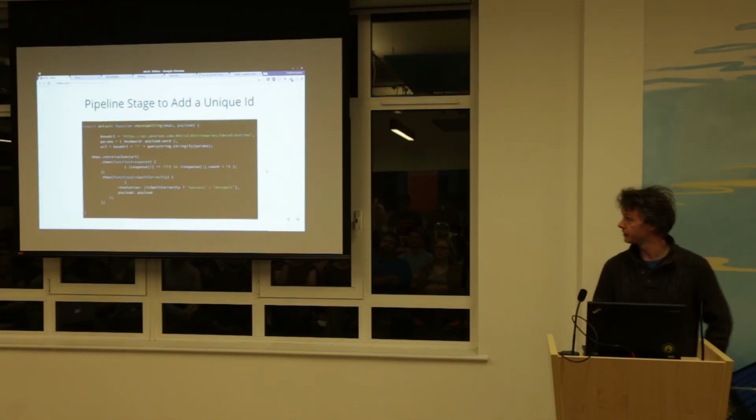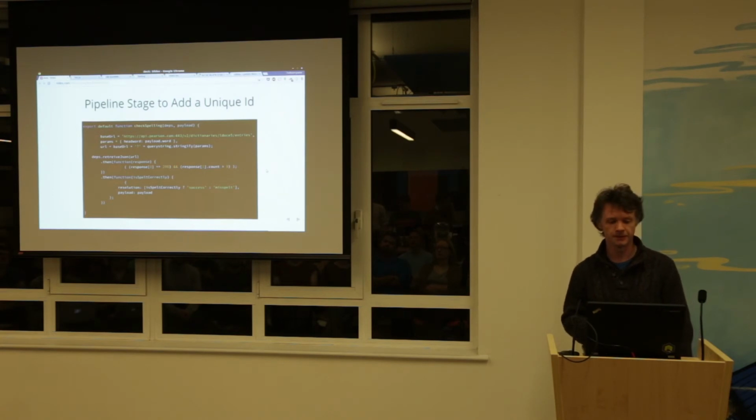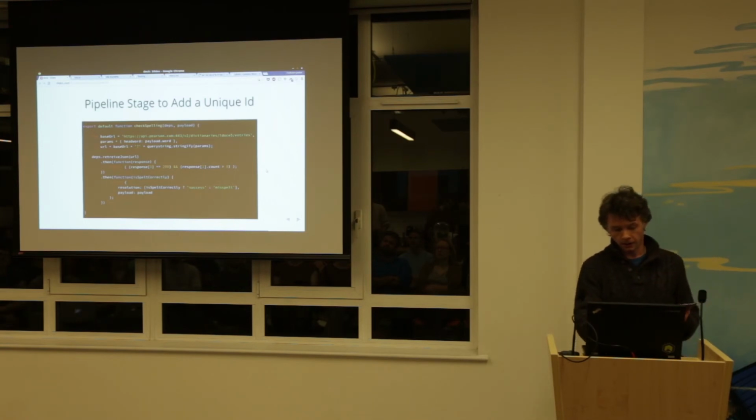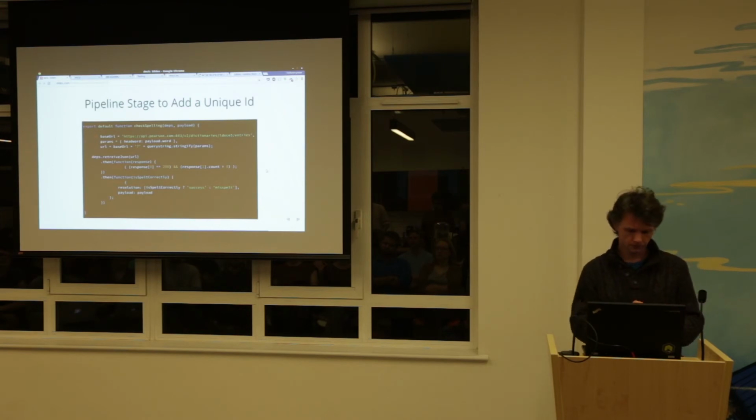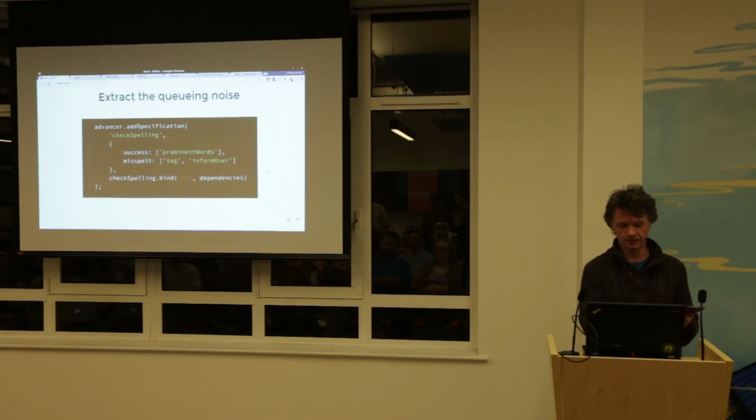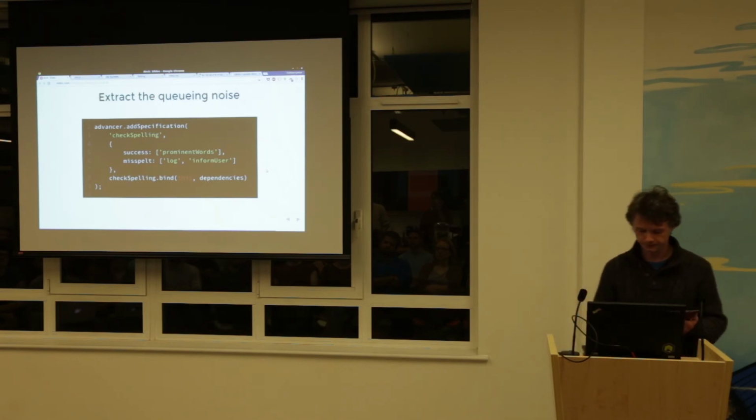This was what I wanted to write, where a function accepts a payload. And you then go off and you query your external service, and depending on if the words are correct or not, you put it in one of 2 queues. And to put it in one of 2 queues, you either pass a resolution of success or misspelt. You would configure it like this. So a success will go in the prominent words queue, and a misspelt will go in the log and inform user queues. You give it a name and you bind it to a function.